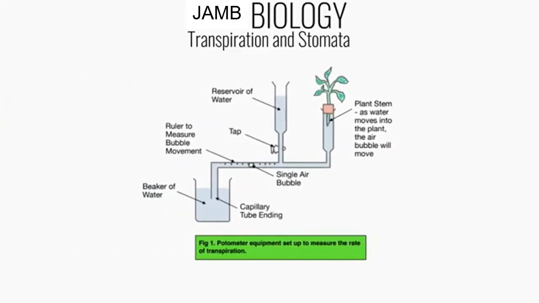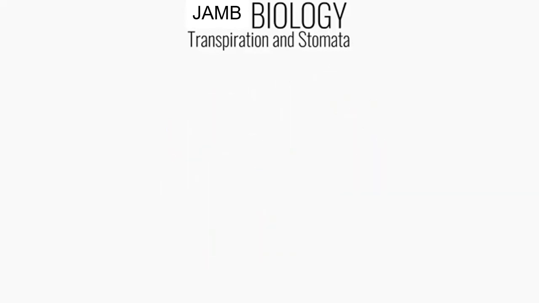So you can set up the apparatus as shown in this diagram, and then you record the starting position of the air bubble. Then start a stopwatch and record the position moved by the air bubble per unit time. For instance, you can record per hour. Also ensure to keep other conditions constant, such as the temperature and the humidity of the environment.